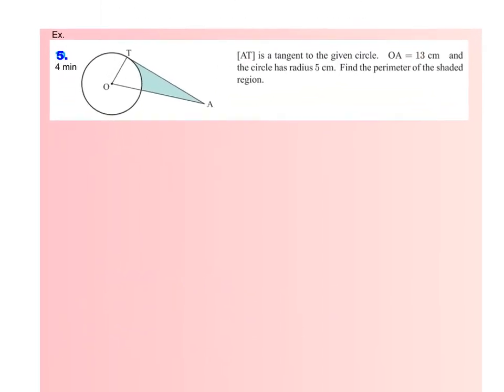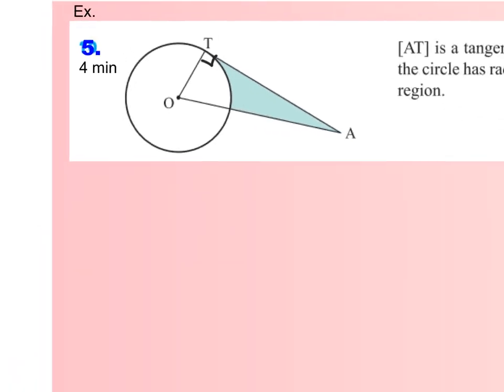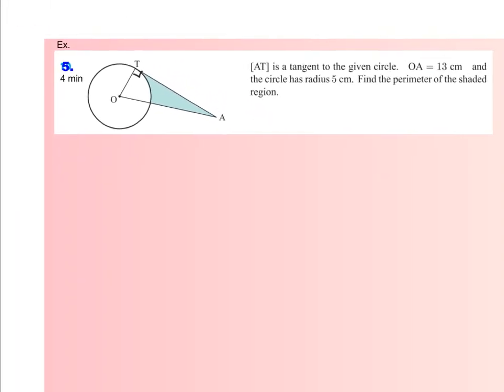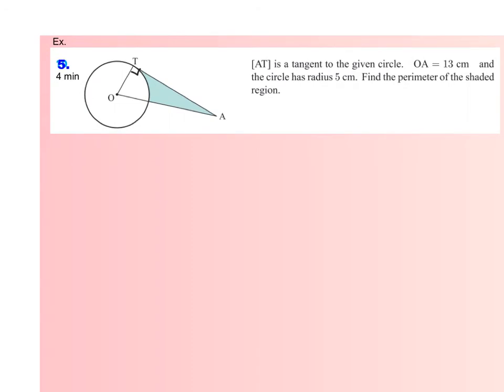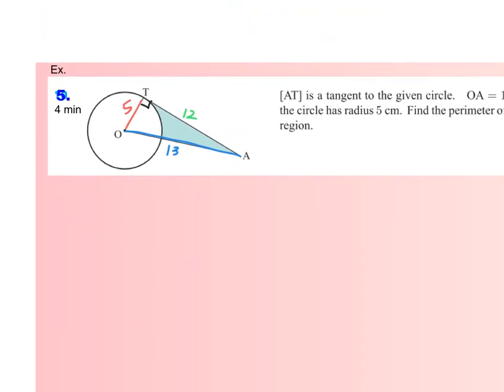All right, AT is tangent to the given circle. Okay, so first of all, geometry. Hello, if AT is tangent to the circle, that makes this a right angle always. Okay, so then OA is 13, and the circle has a radius of 5. So that makes this length 5. OA is 13. You should see a Pythagorean triple here. If you didn't know it already, that would be 12. 5, 12, 13 is a Pythagorean triple.